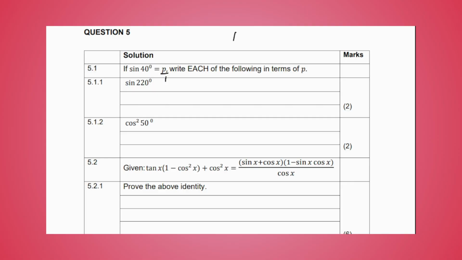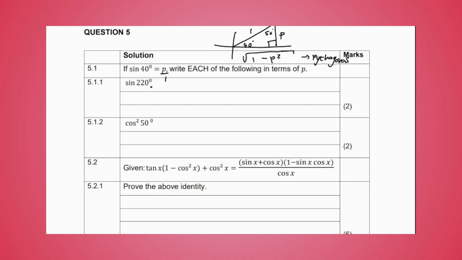Okay, so 40 is in quadrant 1. So you go draw your triangle. This is 40. Meaning, if this is 90, this one has to be 50. Then, it's p over 1, opposite over hypotenuse. And you will find this other one with Pythagoras. It will be the square root of 1 minus p squared, if you go do your whole Pythagoras.